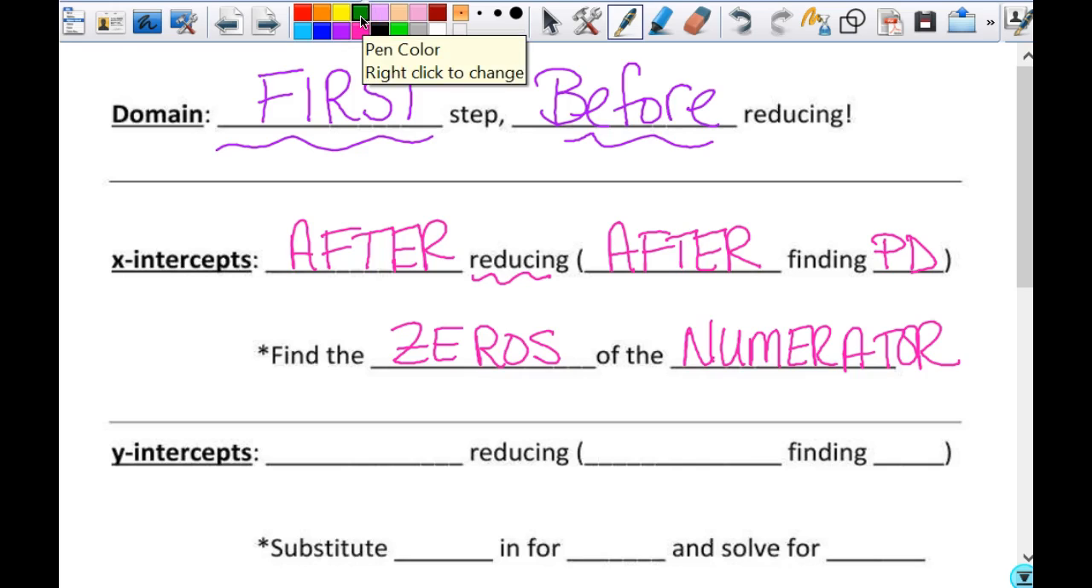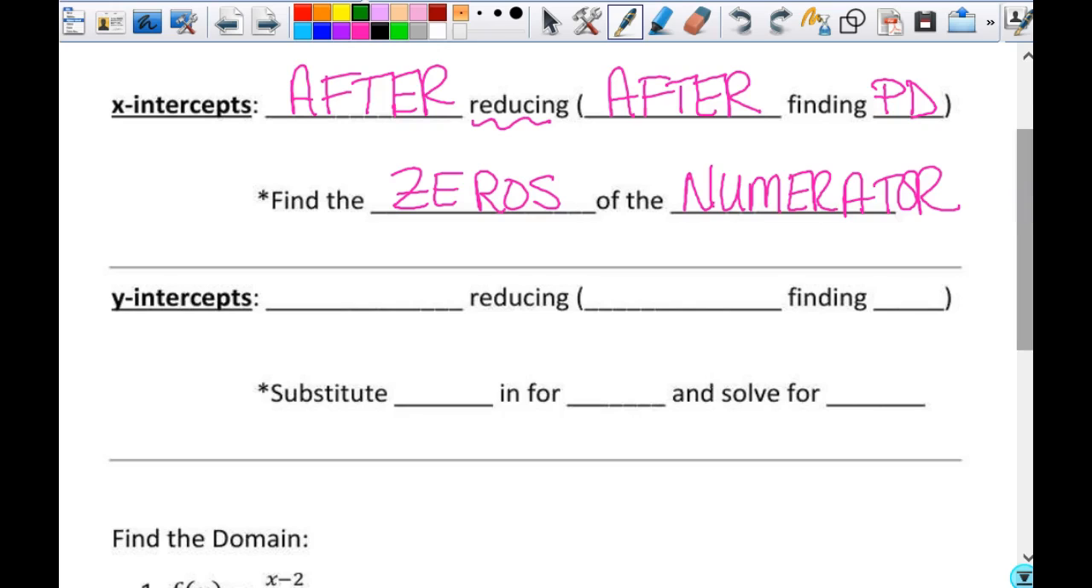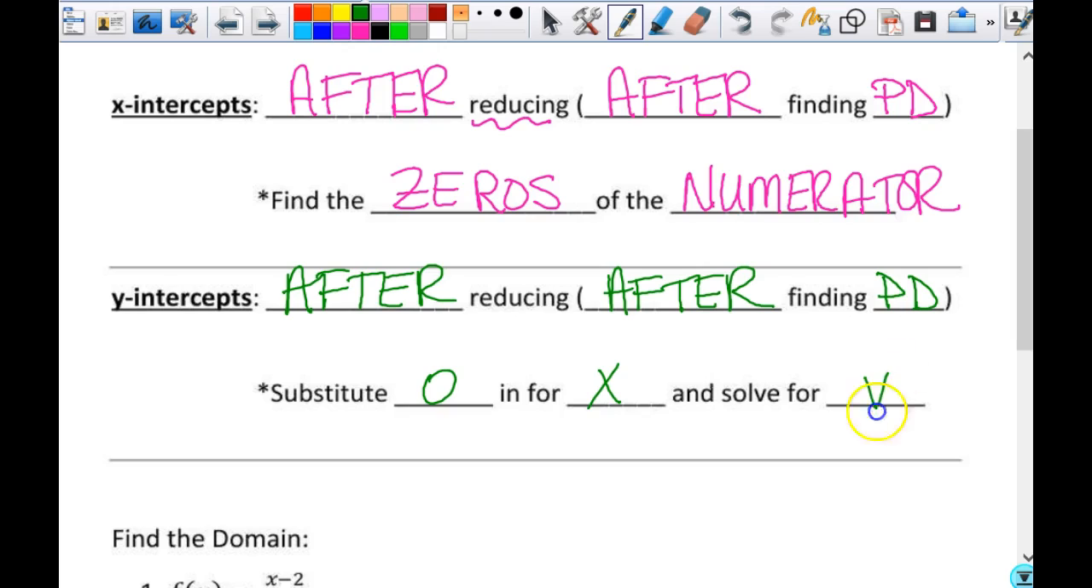Okay. So then, y-intercepts. We should know how to find x and y-intercepts, but we make sure we don't do anything weird. So this is, again, after reducing, which means it's after you find point discontinuity. I don't want you to think you just get to reduce. You should know that that's not okay, but just in case. So to find y-intercepts, we substitute what in for what? 0 in for what? X, and solve for y. There you go. Algebra 101.